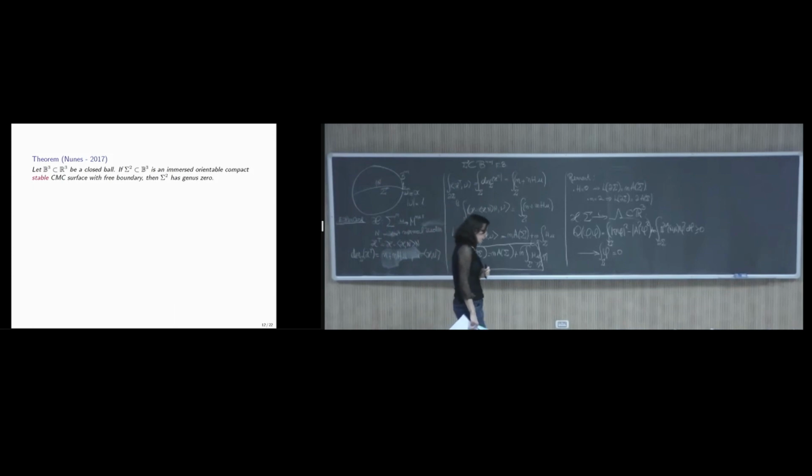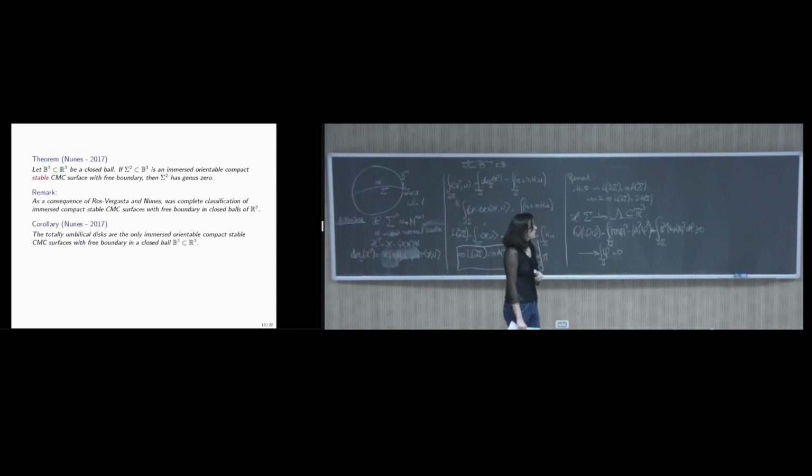I don't know if you remember, in the first class when I introduced the mini course, we talked a bit about some topology, some geometry, some relations. To prove this result, you need all these things, okay, right? So I will explain this problem a little more, and afterwards you prove that, right? In particular, what can you do? In particular, Nunes together with the results of Ros and Vergasta gives a complete classification of compact, stable, CMC surfaces with free boundary in closed balls, right?